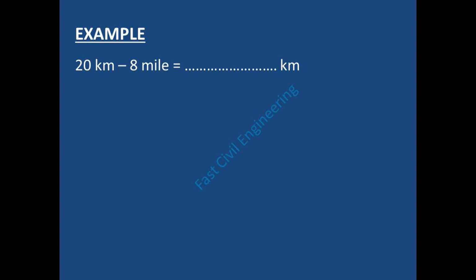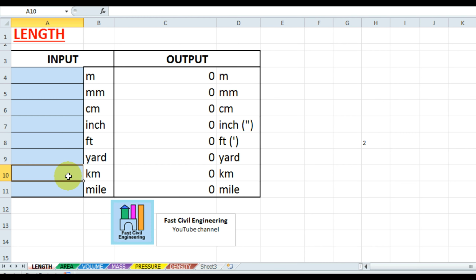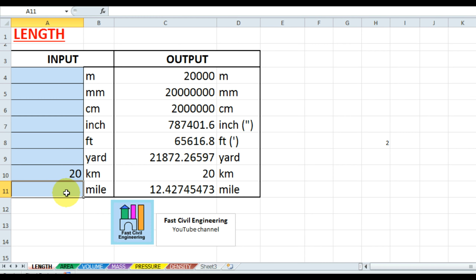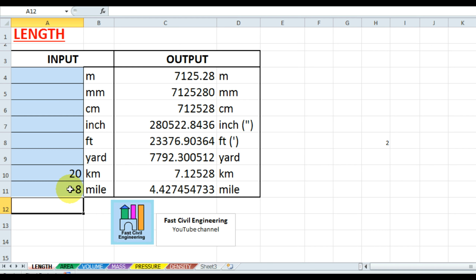20 kilometer minus 8 miles is equal to how many kilometer? Answer is 7.12528 kilometer.